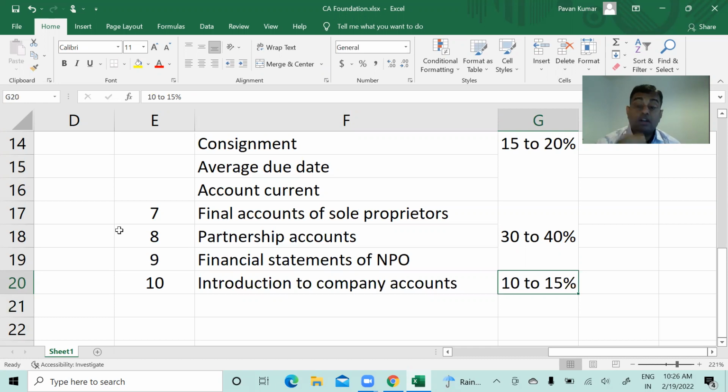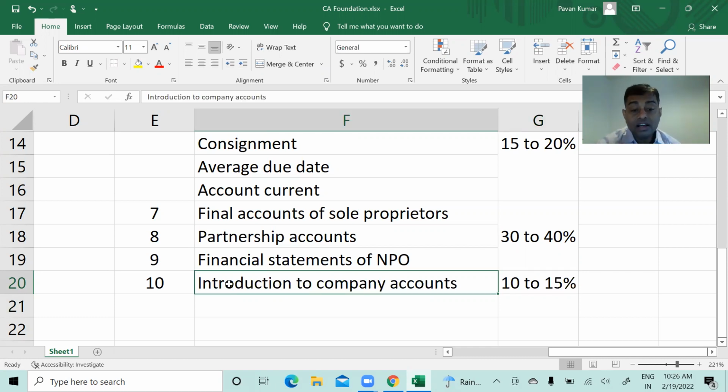Yes. But do you know whatever you learn in this chapter will be your foundation for CA intermediate accounts, advanced accounts, and the same concepts will be used in CA final also. You understand? So this is very important for you. Maybe average due date, account current, consignment, these kind of concepts you'll not be using in CA inter and CA final. That you learn here and that's it. That is the end. But certain aspects like partnership accounts are very important.